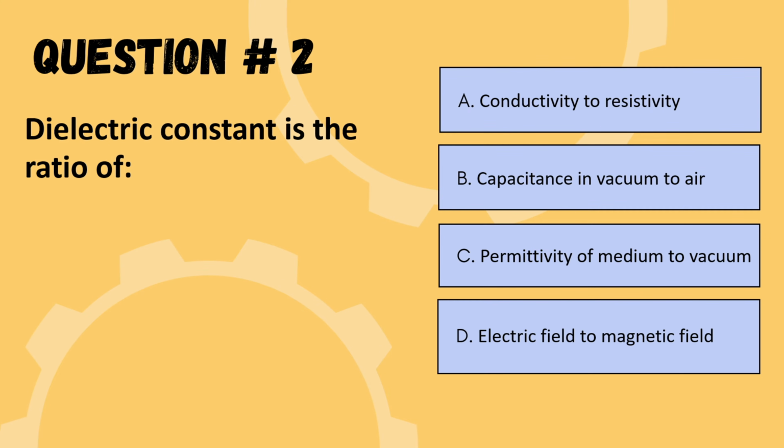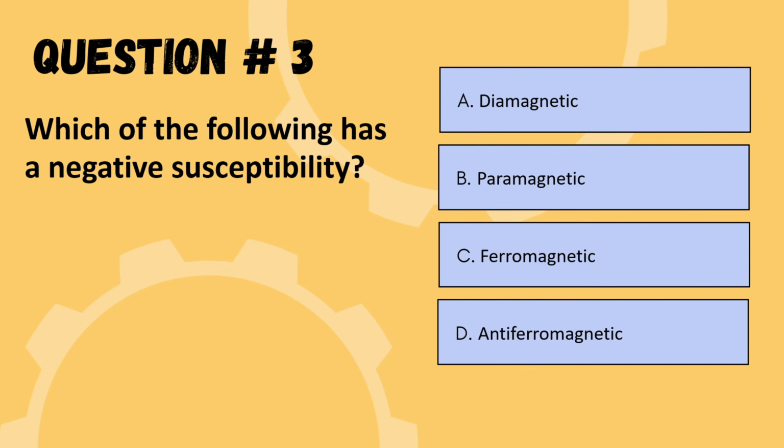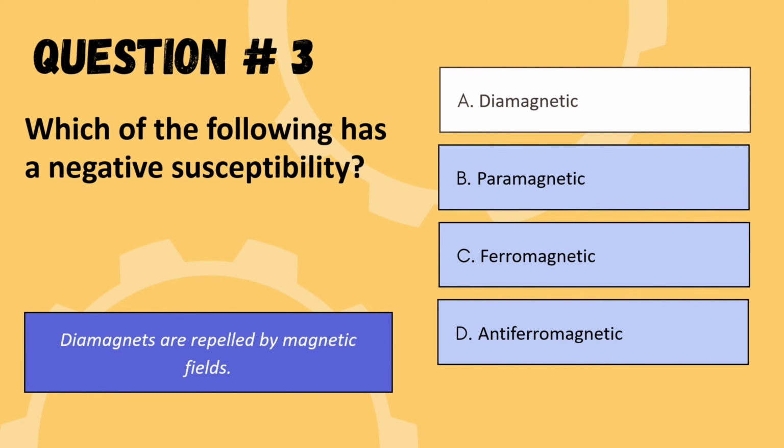Next question is: dielectric constant is the ratio of, options are conductivity to resistivity, capacitance in vacuum to air, permittivity of medium to vacuum, electric field to magnetic field. So the correct option is option C, permittivity of medium to vacuum. So we are moving to the next question. Next question is: which of the following has a negative susceptibility? Options are diamagnetic, paramagnetic, ferromagnetic or antiferromagnetic. So the correct option is option A, diamagnetic. So we are moving to the next question.